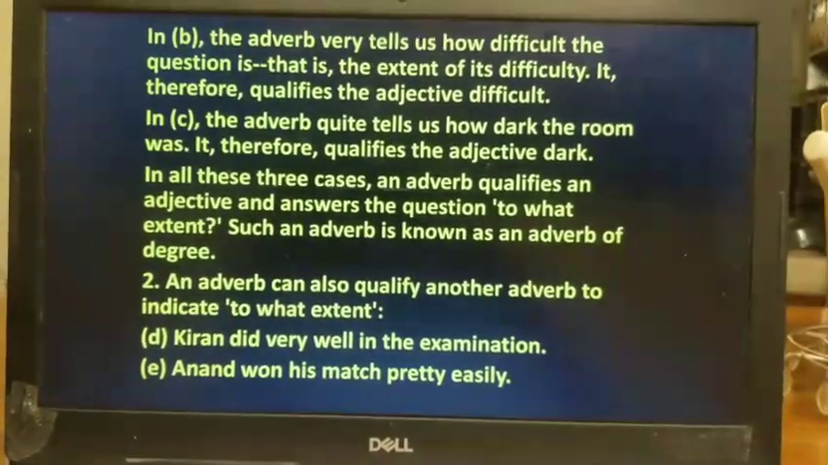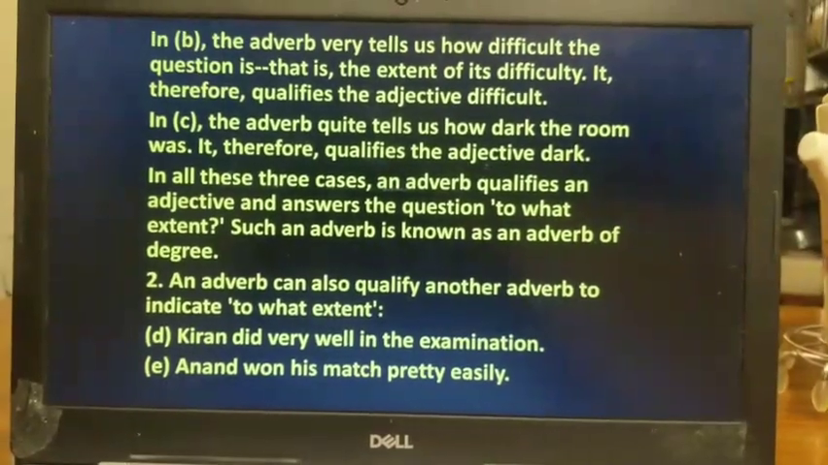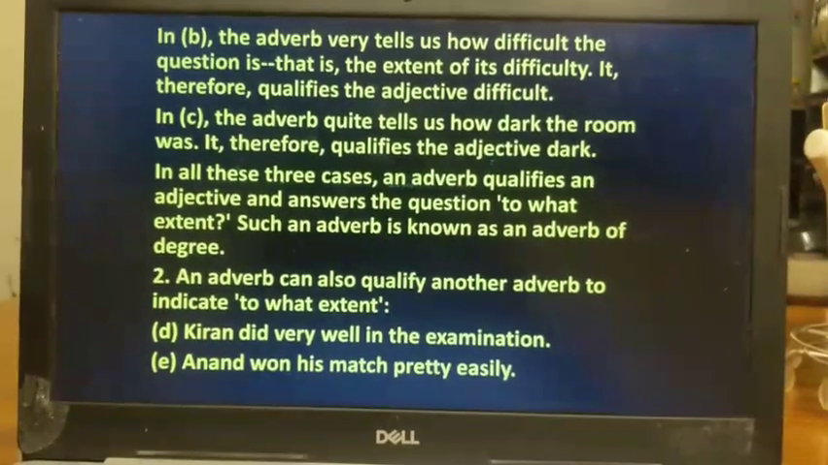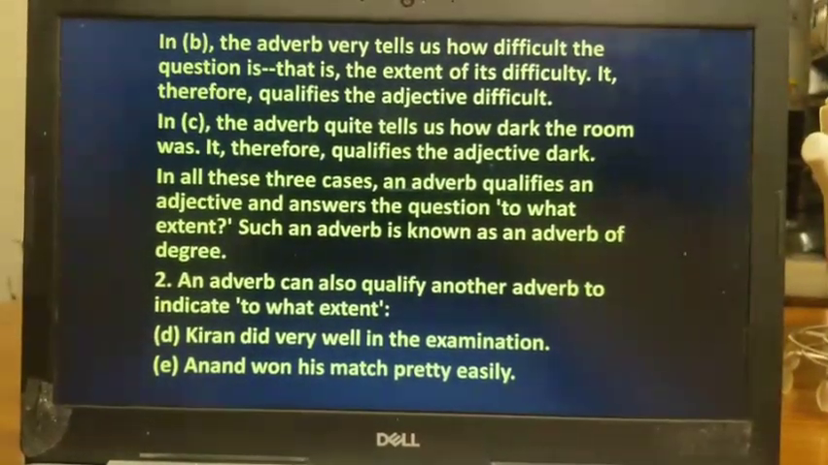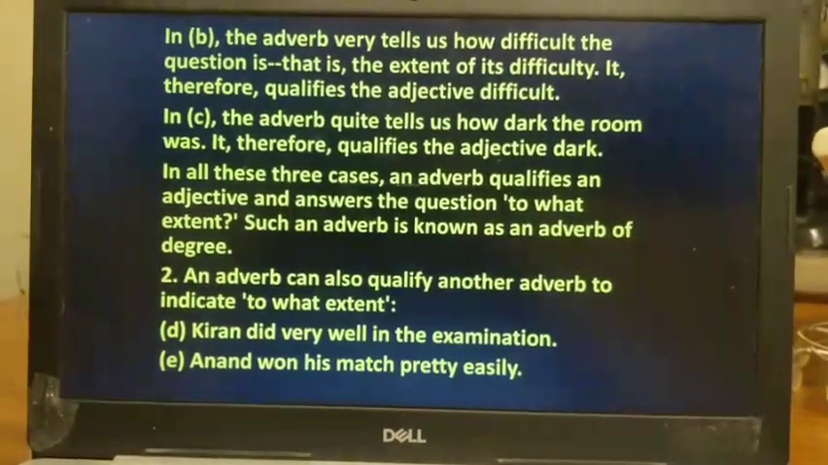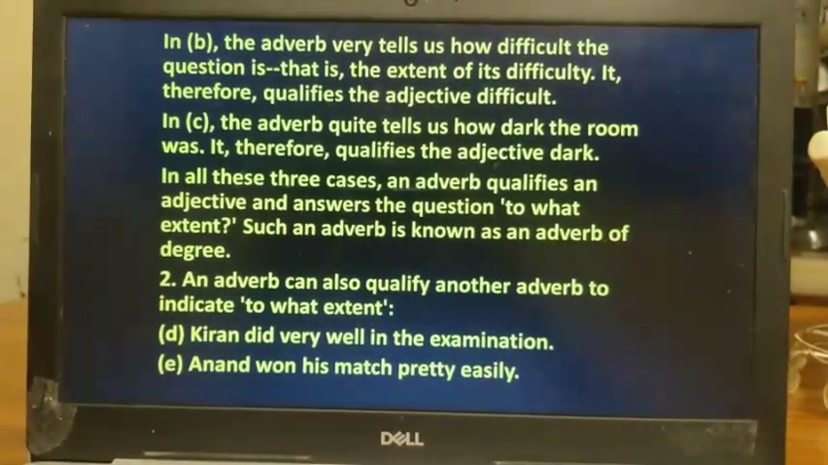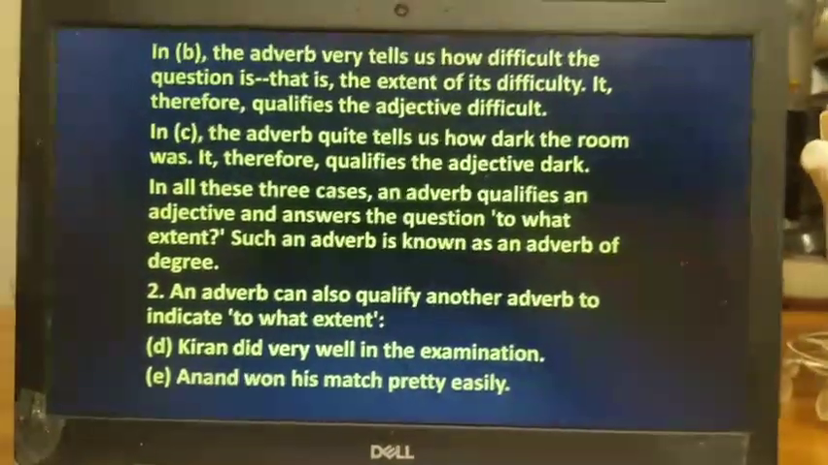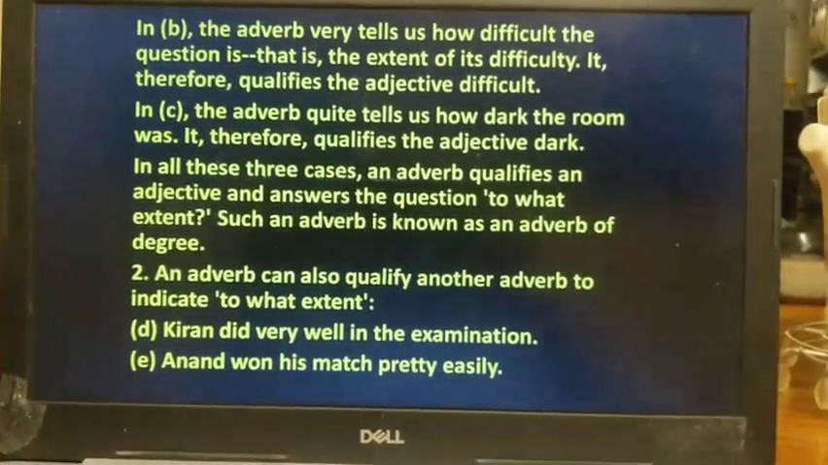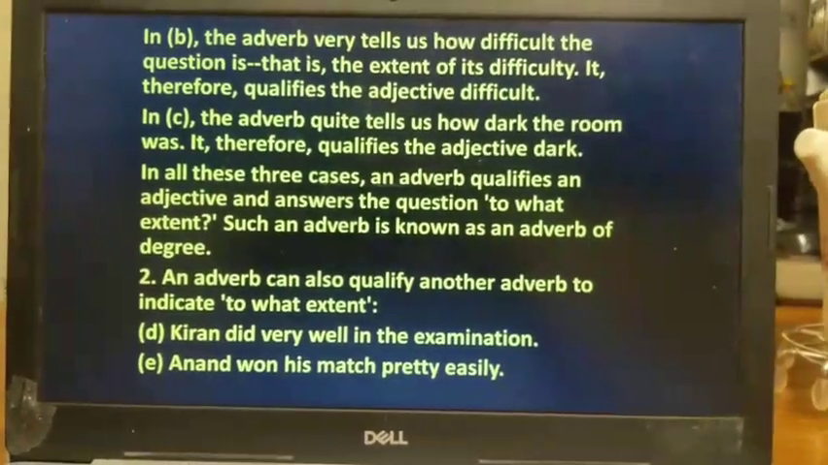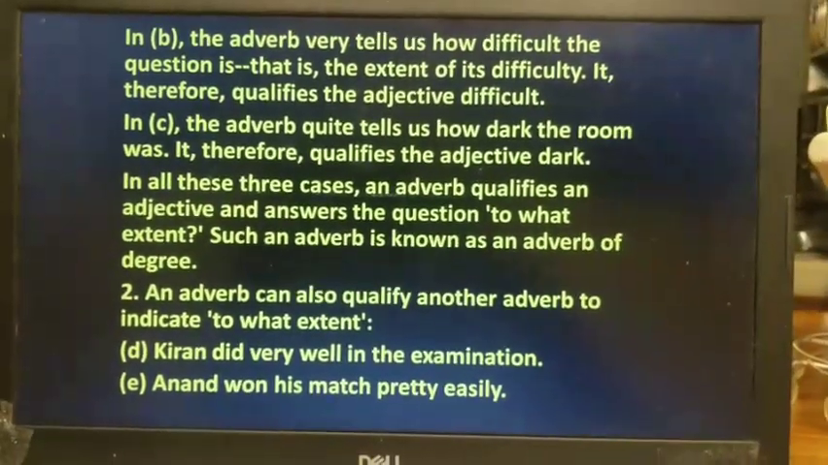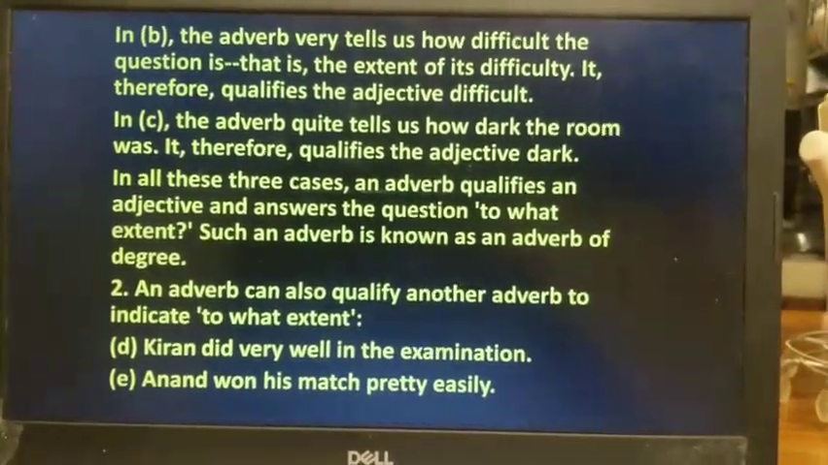In C, the adverb quite tells us how dark the room was. It therefore qualifies the adjective dark. So students, in all these 3 cases, an adverb qualifies an adjective and answers the question to what extent. Such an adverb is known as adverb of degree. So students, they are telling us 2 points over here. Which are the 2 points? The 2 points are we are getting the answer to the question to what extent. To what extent, and we get the answer, then it is adverb of degree.